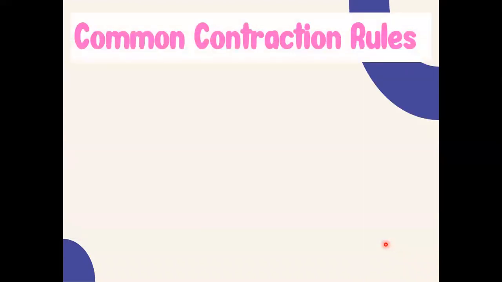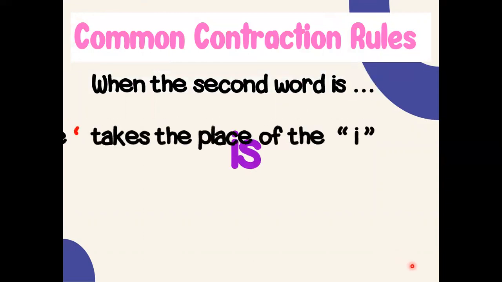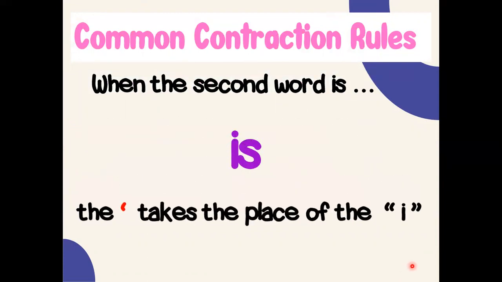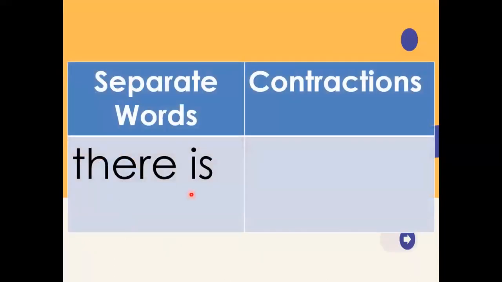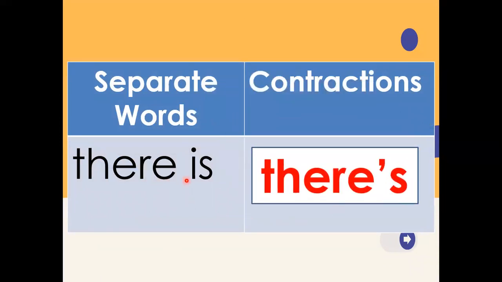Next, when the second word is is, the apostrophe takes the place of the I. For example, there is becomes there's. We get the I, then change that into an apostrophe.